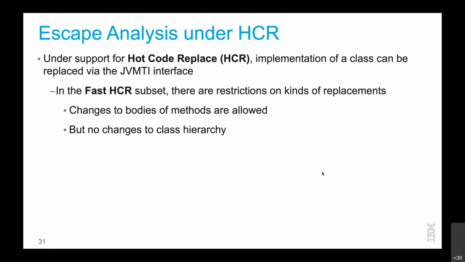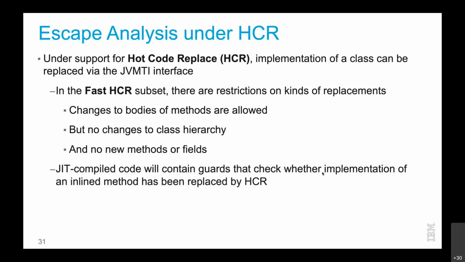But under fast HCR, no changes to the class hierarchy will occur, and no new methods or fields would be introduced. So given these restrictions on HCR, JIT compiled code will have guards inserted. It will have checks inside the generated code that check whether the implementation of a method that's been inlined has been replaced by HCR. So inlining is one particular place that's very susceptible to the effects of HCR.